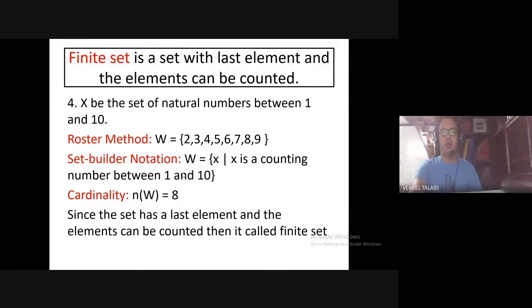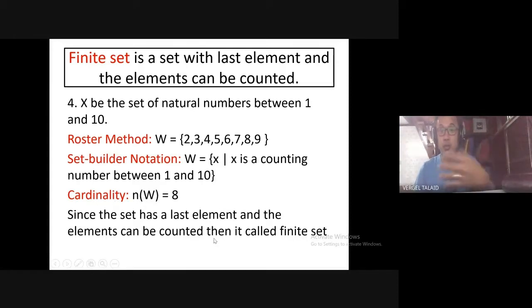So, finite. If there is infinite, there's also finite. Finite is a set with a last element and the elements can be counted. So, the elements can be counted. For example, X be the set of natural numbers between 1 and 10. Take note, when we talk about natural, it is the same as counting. So, between 1 and 10, meaning 1 and 10 are not included. So, we have 2, 3, 4, 5, 6, 7, 8, 9. What is the last element? So we have 9. So since it can be counted, this is a finite set.